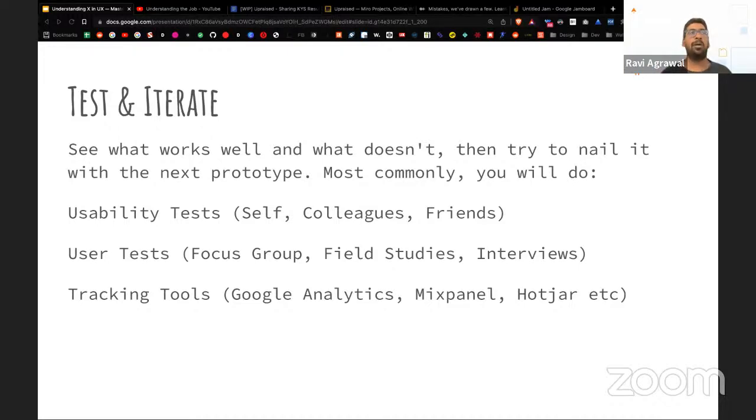You can talk to them. And there are a lot of tracking tools like Google Analytics, Mixpanel, Amplitude, Hotjar that you can use to actually do behavioral analysis of what people are doing with your product.